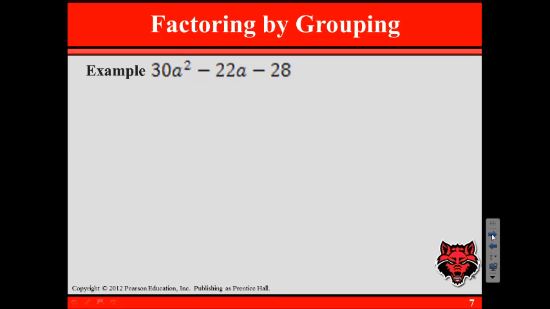Example where we will go through the same process. 30a squared minus 22a minus 28. Again, we look for a GCF first, and here the GCF will be 2. So we factor the 2, and the resulting polynomial is 15a squared minus 11a minus 14.